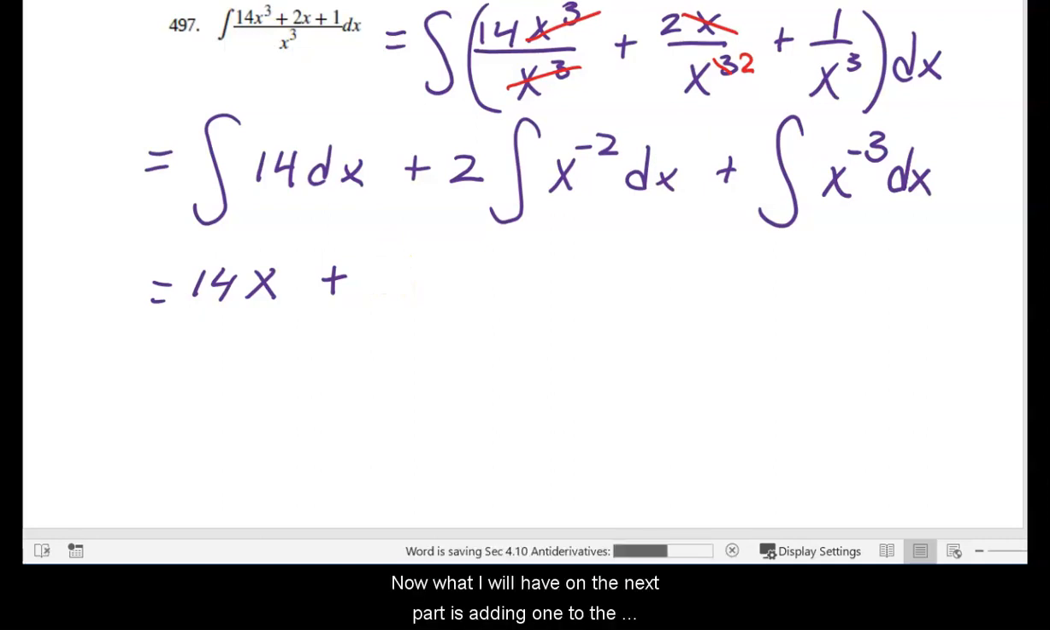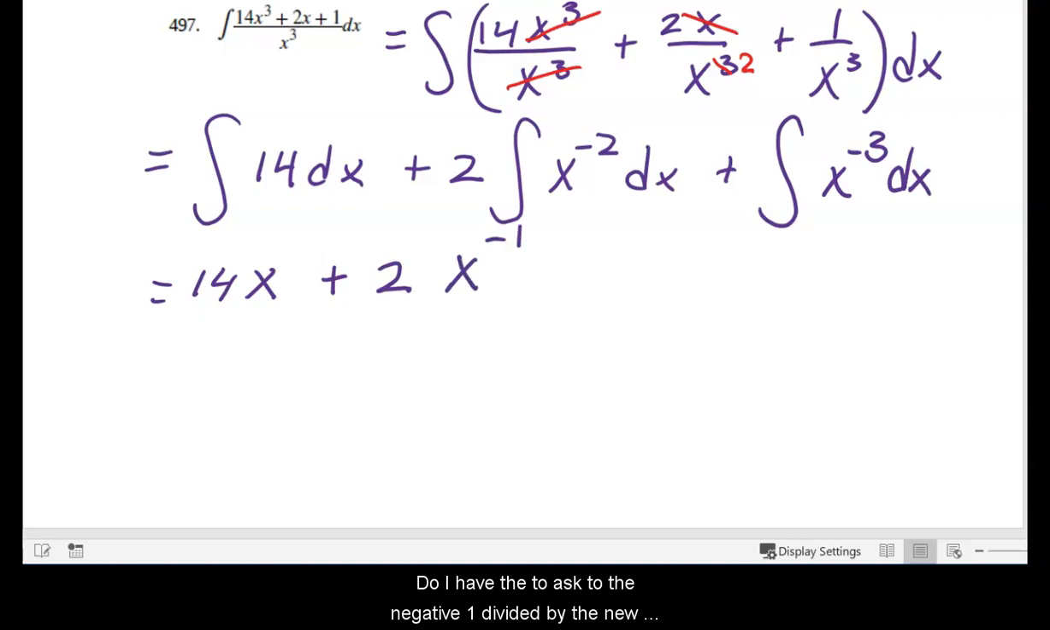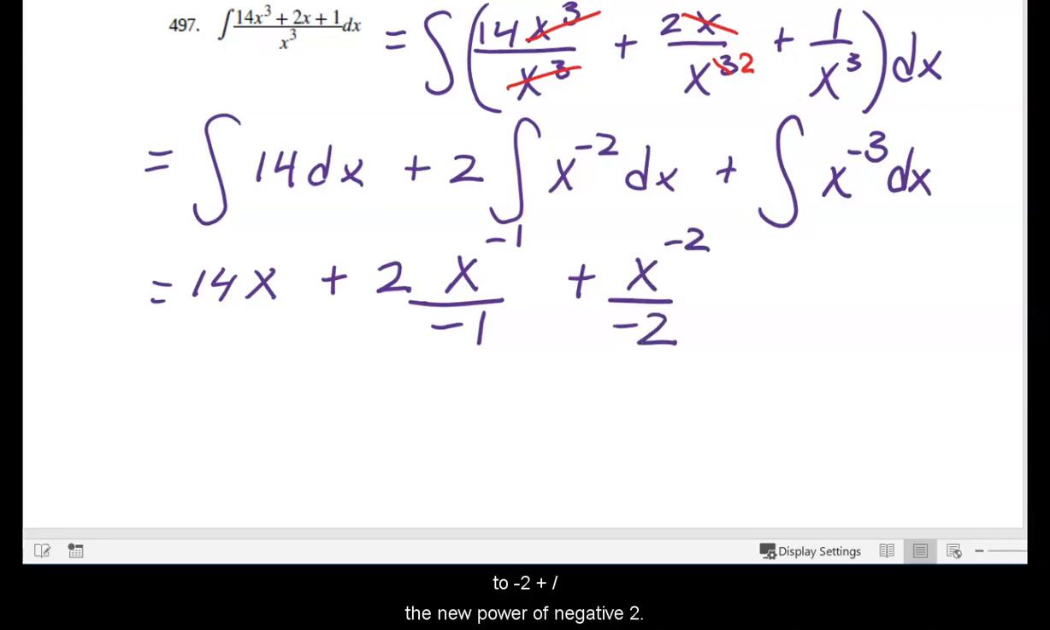Now what I will have on the next part is adding 1 to the power, which was negative 2, and it becomes negative 2 plus 1, which is negative 1. So I have the 2, x to the negative 1 divided by the new power of negative 1. For the last integral, I'm going to apply the power rule for integrals, which is going to raise the power by 1 from negative 3 to negative 2 and divide by the new power of negative 2.